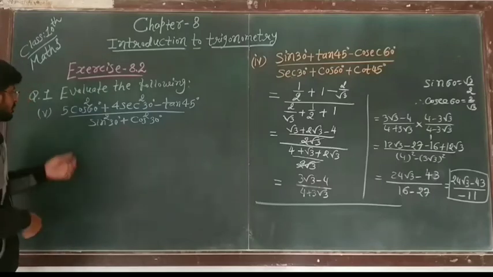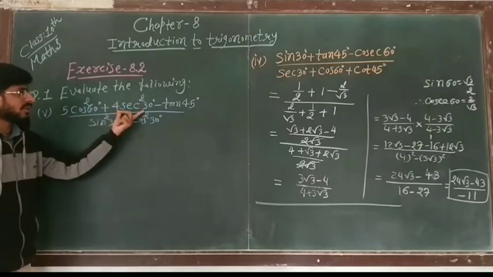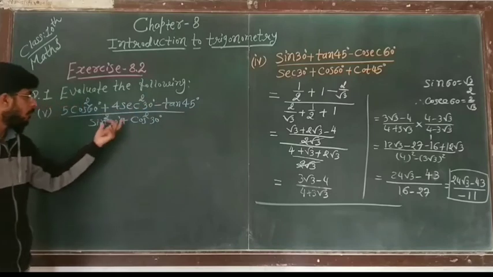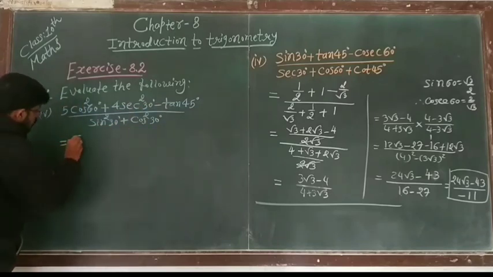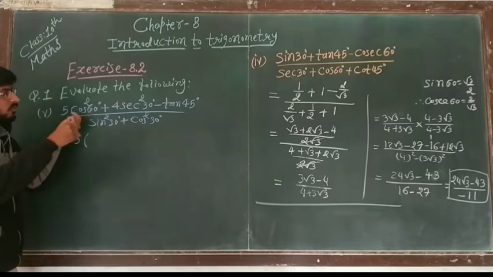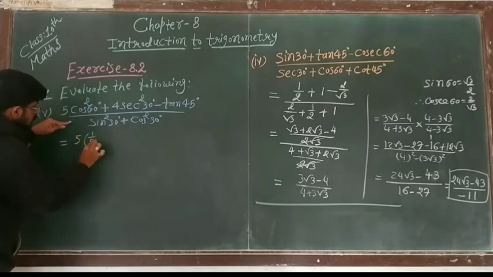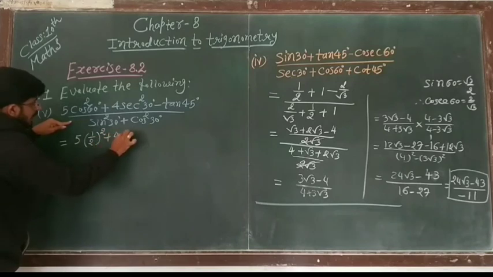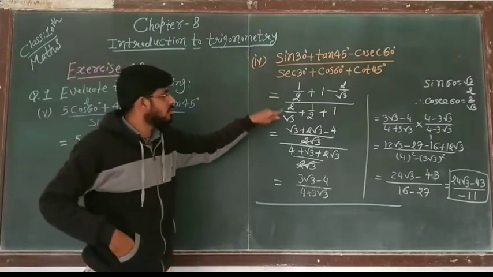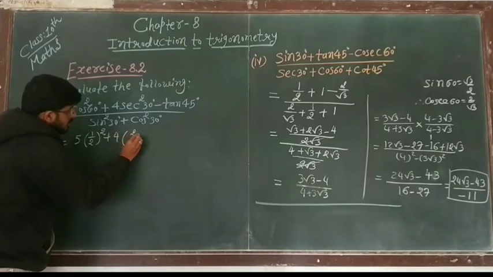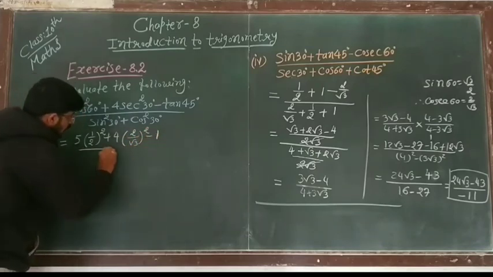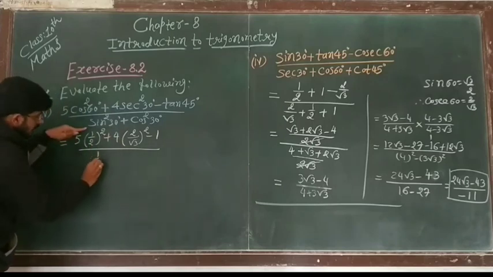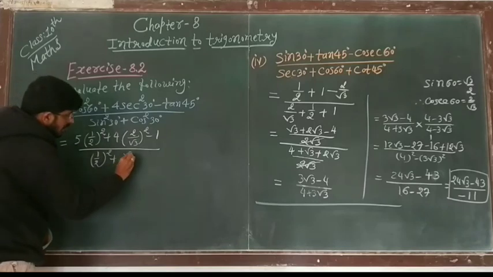Okay, next, fifth one. 5 cos square 60 plus 4 sec square 30 minus tan 45 upon sin square 30 plus cos square 30. Okay, so 5 bracket cos 60 degree is equal to 1 by 2 square plus 4 bracket sec square 30. Sec 30 will be 2 by root 3. So we can write 2 by root 3 square minus tan 45 will be 1 over, divided by sin 30 will be 1 by 2. So 1 by 2 square plus cos 30. Cos 30 is root 3 by 2.